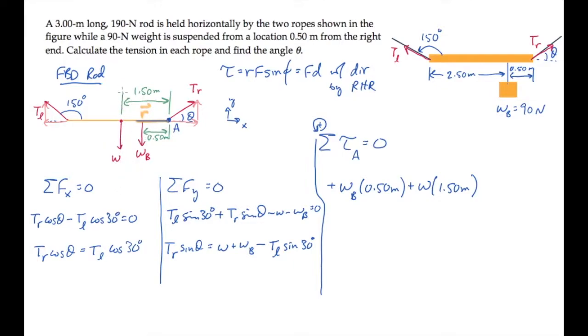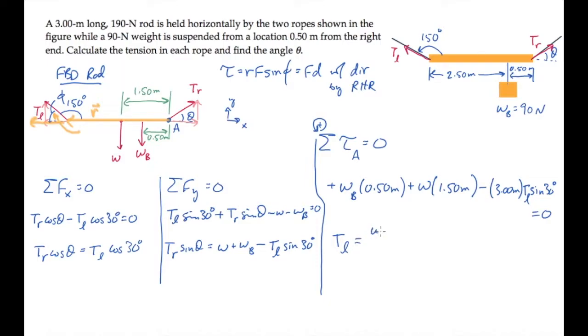Last, we can calculate the torque due to the tension at the left end of the rod. Here's its R vector. And now, curling the fingers up towards that tension, the right-hand thumb points into the screen. That's the negative direction. And I'll calculate its magnitude using RF sine phi. R is the length of that R vector. That's 3 meters, the full length of the rod. F is the force. That's the tension on the left end. And phi is the angle between those two vectors. So we need sine of this angle phi right here. And that's 30 degrees. All of those sum to zero.